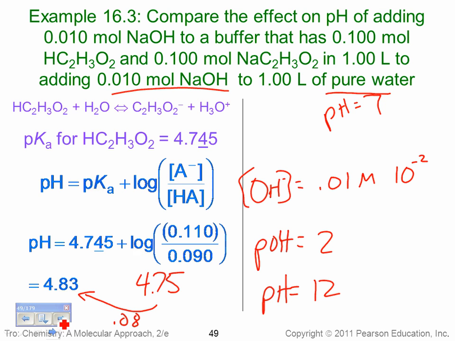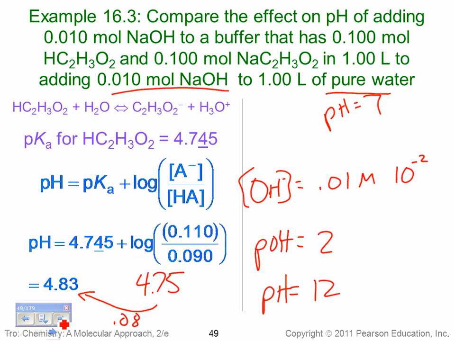So did I do my math right? The difference went up by 0.08 as compared to going up by 5. So a buffer does resist changes in pH. For the same amount of hydroxide put into pure water versus put into this buffer solution, the change in the pH is different.